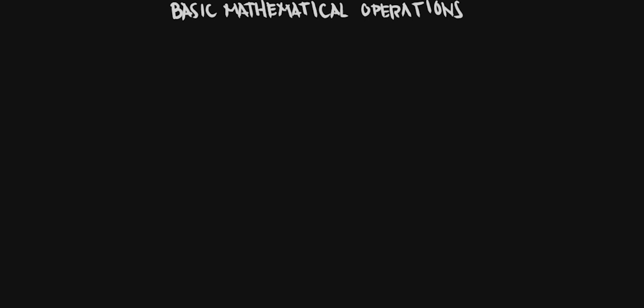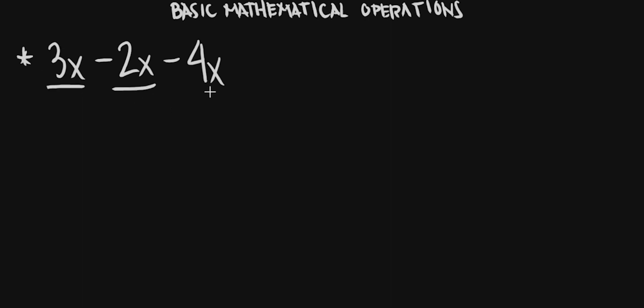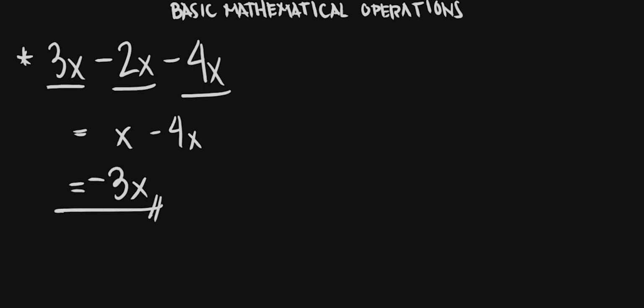So let's start with the first example. As you could observe, these three terms are similar since they all have x's. So you could just subtract, and then you'll have your answer. 3x minus 2x would equal x, and then x minus 4x would equal negative 3x. Therefore, that's your answer.